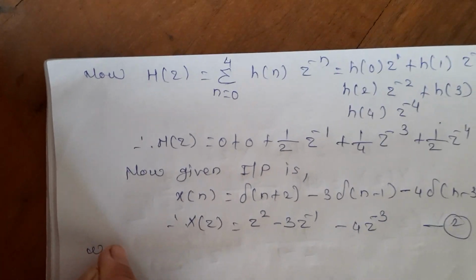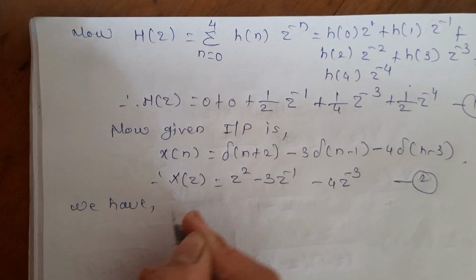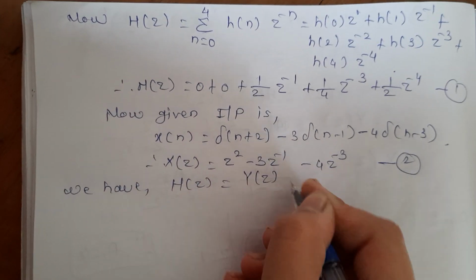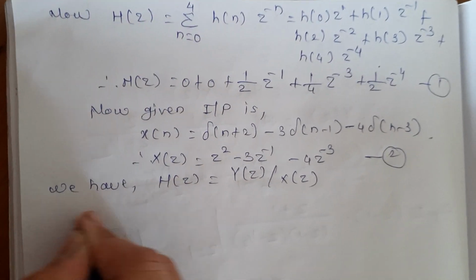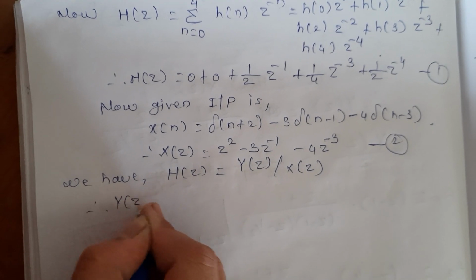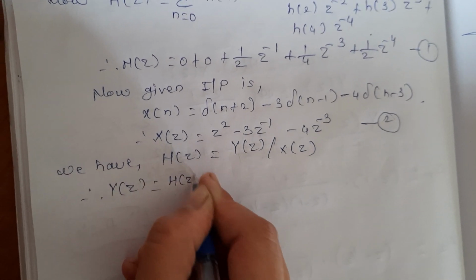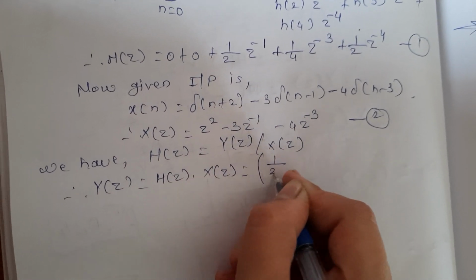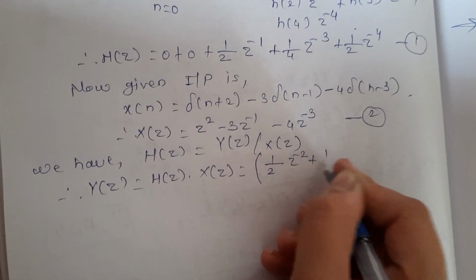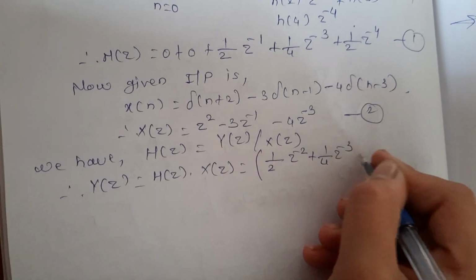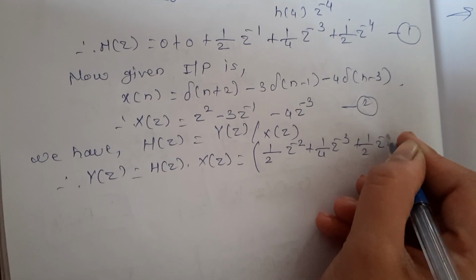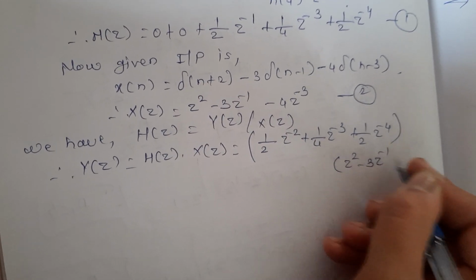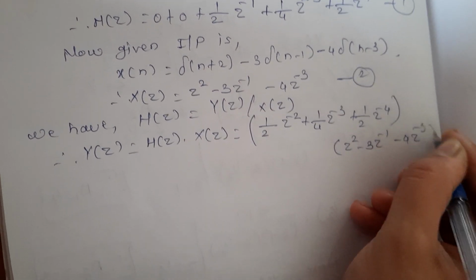Now we have H of z is equal to Y of z divided by X of z. So we can write Y of z is equal to H of z into X of z. So we substitute values here: 1/2 z raised to minus 2 plus 1/4 z raised to minus 3 plus 1/2 z raised to minus 4, into z square plus 3z raised to minus 1 minus 4z raised to minus 3.